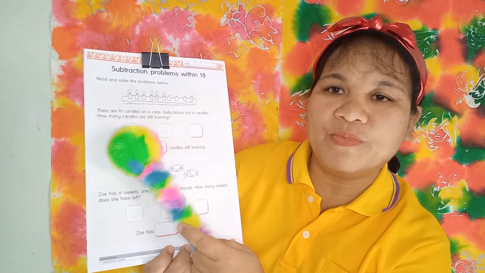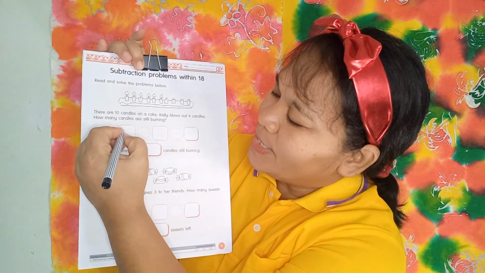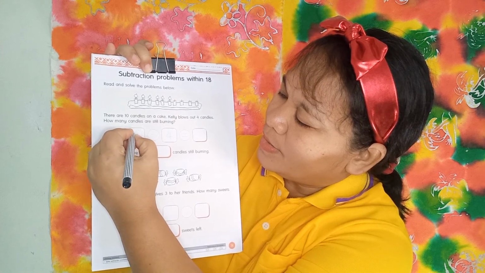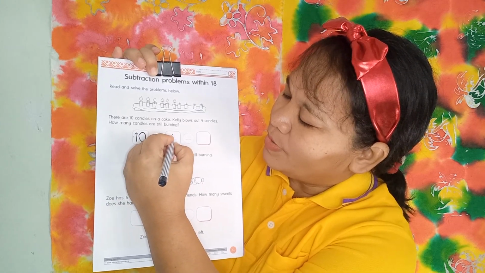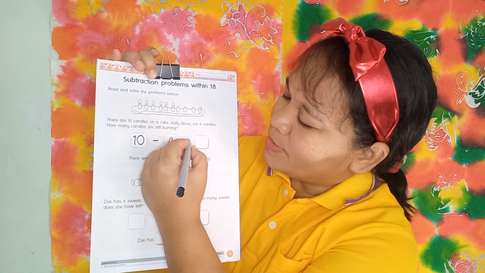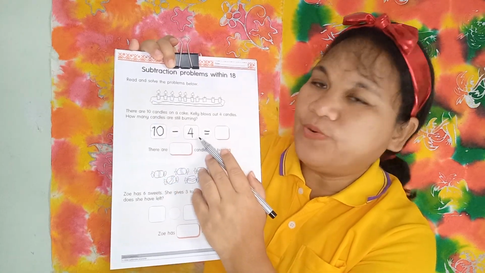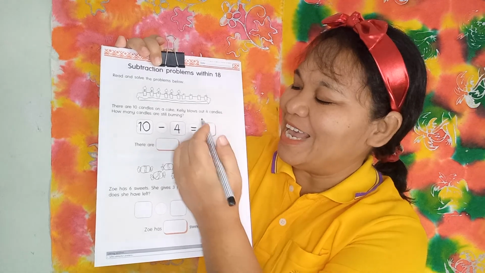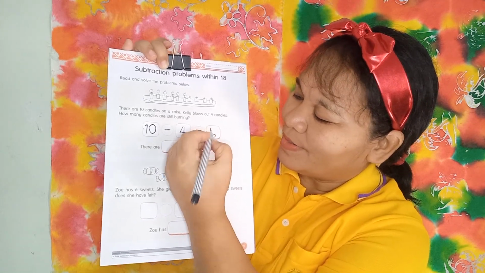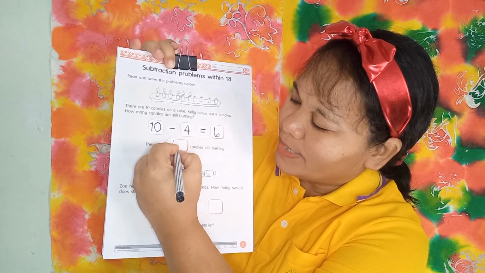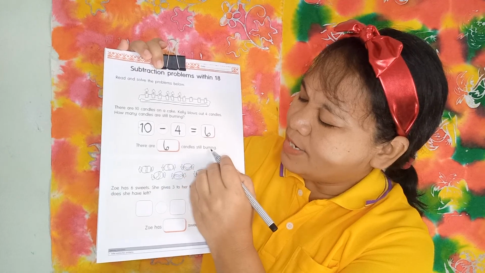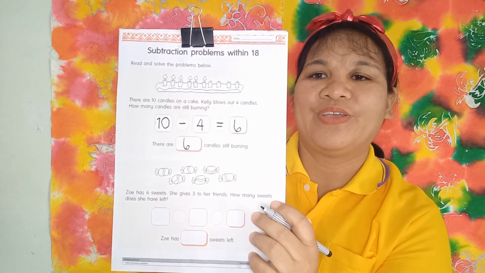Okay, now do you see the number here? Okay, we are going to write first. Okay, you're right. 10. Ten minus 4. Okay, you're right. 4 equals, okay, 10 minus 4 equals, louder. Yes, 6. Okay, there are 6. Okay, we are going to write here again. 6 candles still burning. Okay, finish.